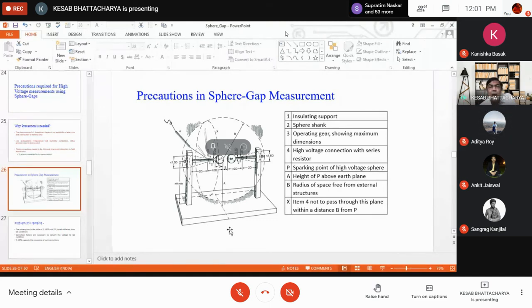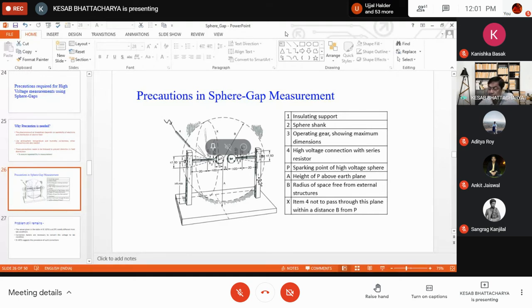So one is the insulating support to which the spheres are mounted in horizontal position. There could be two types of sphere gaps, horizontal and vertical. We normally use the horizontal sphere gaps, as shown in the figure.